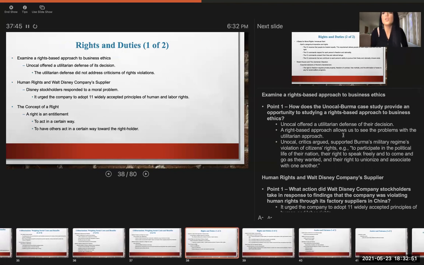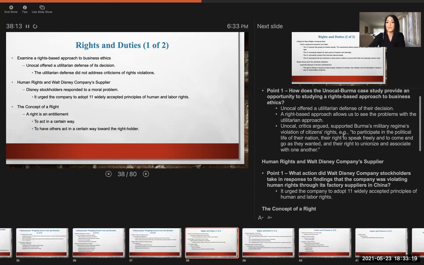How does the Unocal Burma case provide an opportunity to study a rights-based approach to business ethics? Well, Unocal offered a utilitarian defense of their decision. A rights-based approach allows us to see the problems with the utilitarian approach. Unocal critics argued it supports Burma's military regime's violation of citizens' rights to participate in the political life of their nation, their rights to speak freely and to come and go as they want, and their right to unionize and associate with one another.